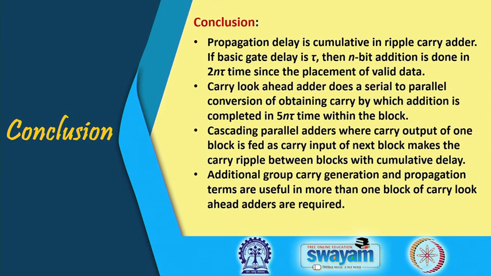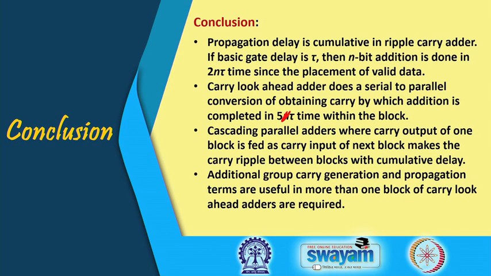Propagation delay is cumulative in a ripple carry adder. If the basic gate delay is tau, then n-bit addition is done in 2n tau time, from the placement of valid data. The carry look ahead adder does a serial to parallel conversion as an internal process for obtaining carry, by which the addition is completed in 5 tau time. Please remember, this is 5 tau time within the block. Okay.